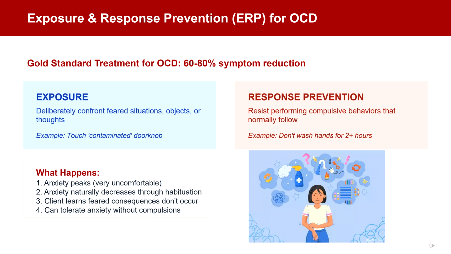What happens? Anxiety peaks. It's very uncomfortable. But then, crucially, it naturally decreases through a process called habituation. They learn experientially that the feared consequences do not occur and they can tolerate the anxiety. This combines classical conditioning, extinction of fear response, with operant conditioning by breaking the negative reinforcement cycle where compulsions reduce anxiety.